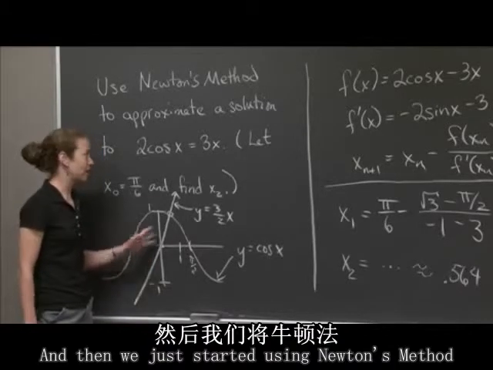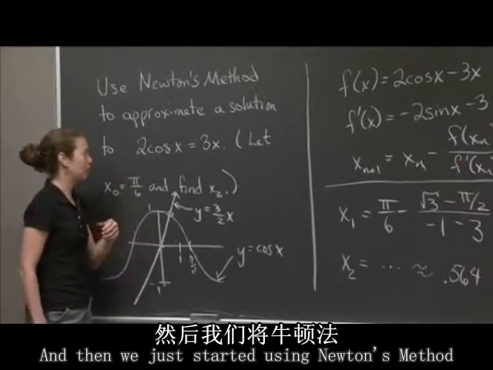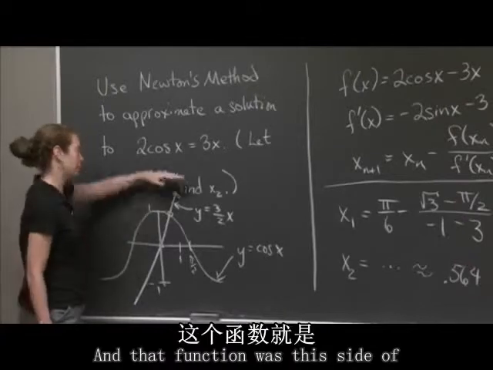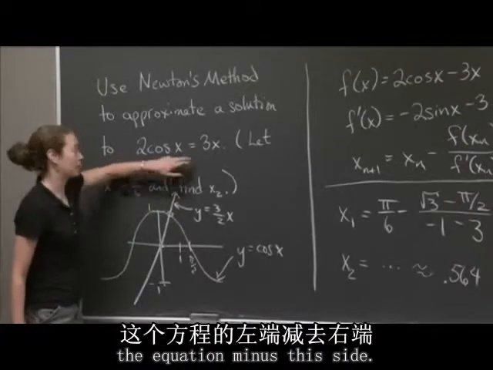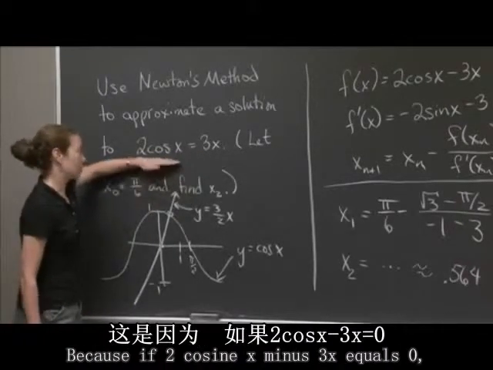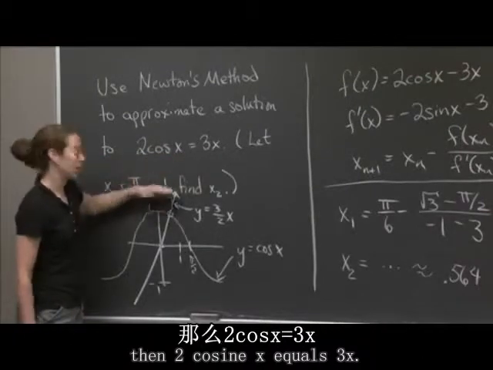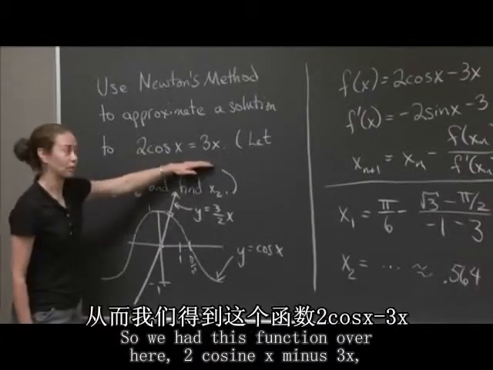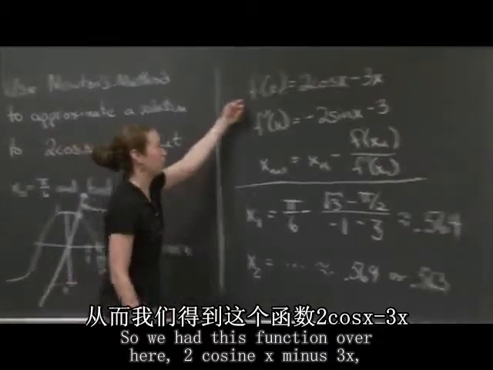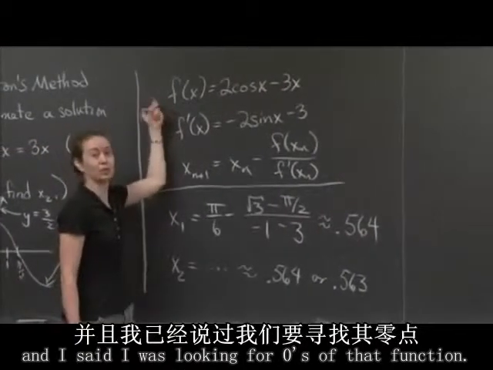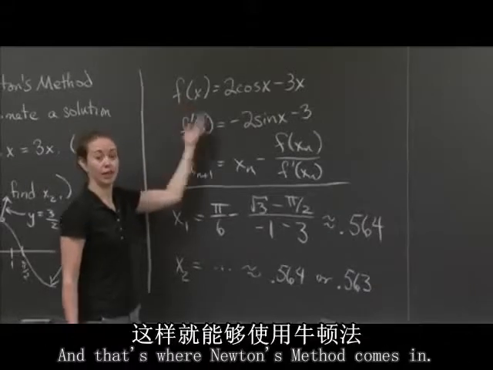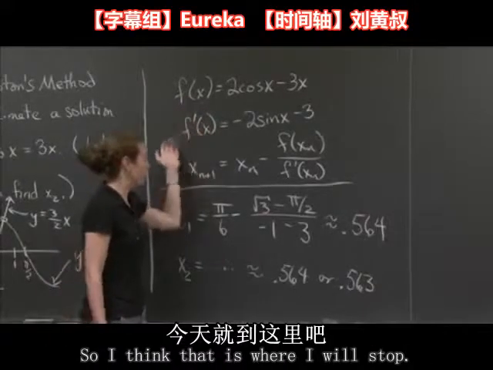And then we just started using Newton's method on a particular function. And that function was this side of the equation minus this side. Because if 2 cosine x minus 3x equals 0, then 2 cosine x equals 3x. So we had this function over here, 2 cosine x minus 3x. And I said I was looking for zeros of that function. And that's where Newton's method comes in. So I think that is where I will stop.